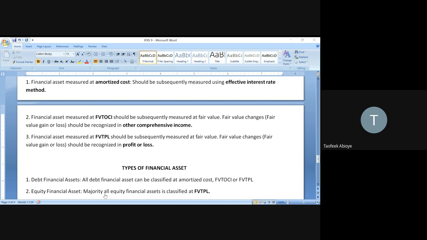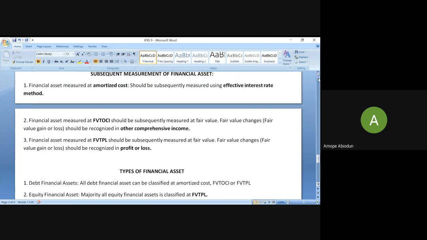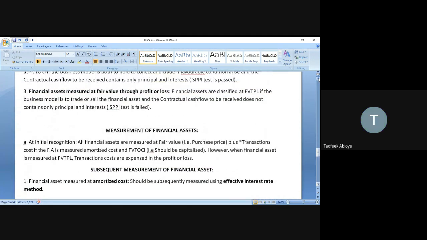Now, let me quickly talk. That fair value is the purchase price, the amount you bought it with, plus the transaction cost added together. So after that, I'll now start using the subsequent measurement. I'll start using the business model that we have to start. Then maybe it's going to be through amortized cost, fair value OCI, or fair value P and L.